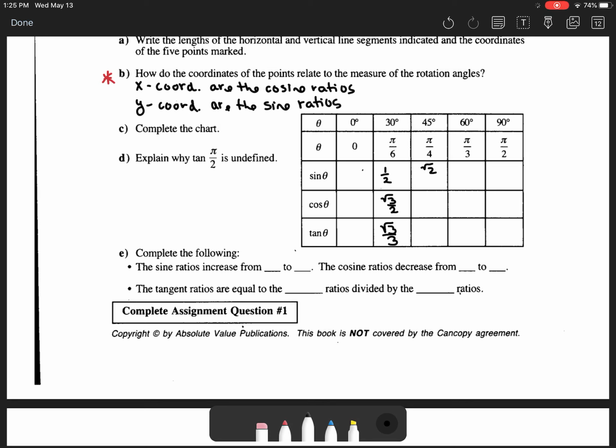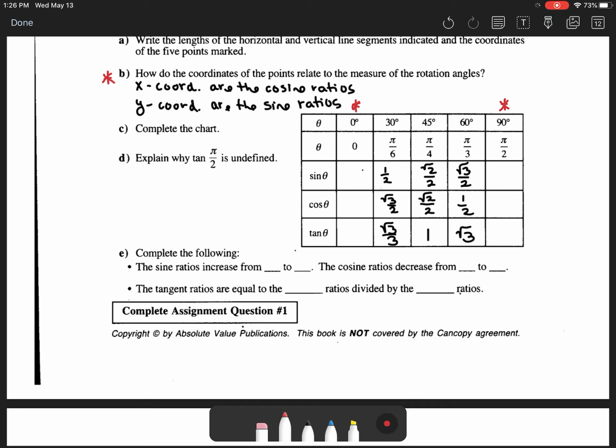Okay, for 45 degrees, this is root 2 over 2, root 2 over 2 and 1, and then root 3 over 2, 1/2, and root 3. Okay, so again, nothing new there. But what is new are the 0 degrees and the 90, or the 0 and pi over 2 if we're discussing it in radians.